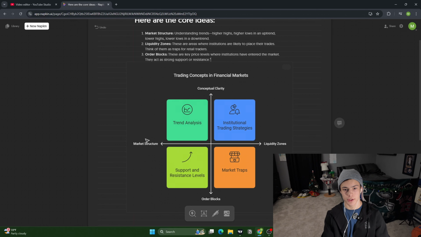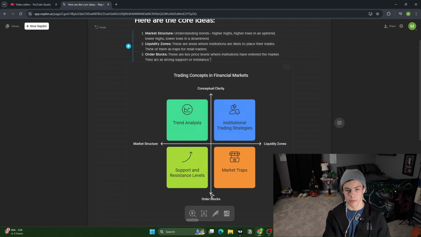To start, market structure comes with understanding trends, right? Higher highs, higher lows is an uptrend. Lower highs, lower lows is gonna be a downtrend. Liquidity zones are areas where institutions are likely to place their trades. They're like traps for retail traders.